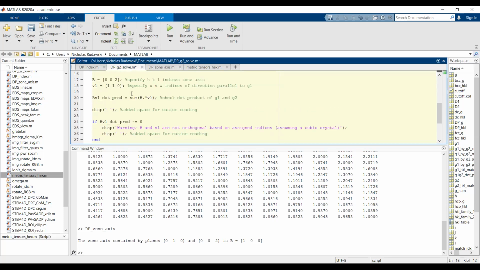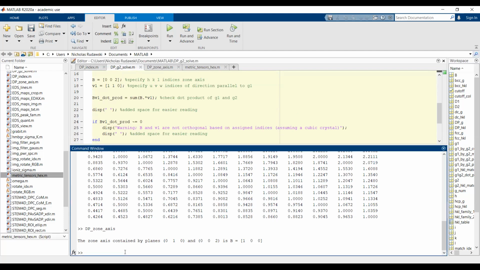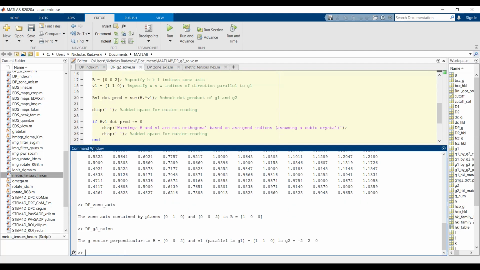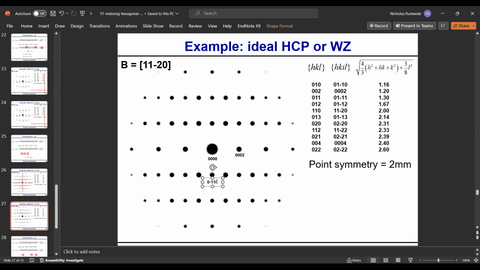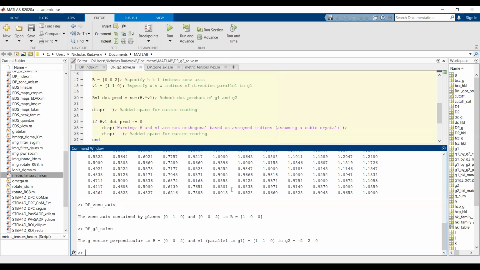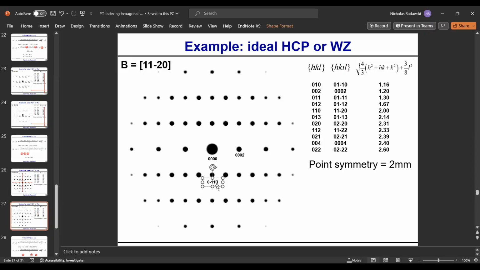Okay, so that should, yes, so that should work. Okay, so let me go ahead here. dp g2 solve. Okay, so it's giving us out the answer as 2 bar 2 0, which has to reduce down. Okay, so we reduce 2 bar 2 0 down to 1 bar 1 0 because we know that it has to be in this family right here. Okay, has to be in the 1 bar 0 family.